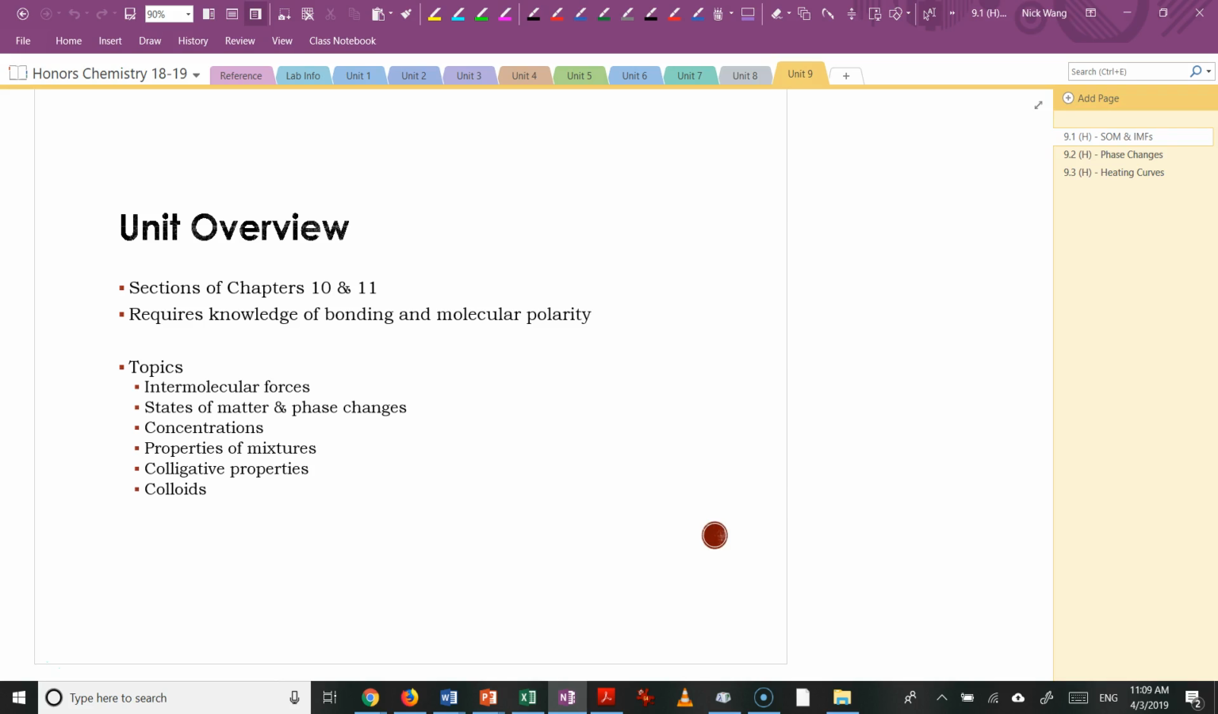Generally speaking, we're also going to delve into something called intermolecular forces, look at states of matter and how phase changes can be explained by intermolecular forces, learn how to do calculations involving concentrations, learn about mixtures, a couple of different types of mixtures, colligative properties, and then colloids to finish it off.